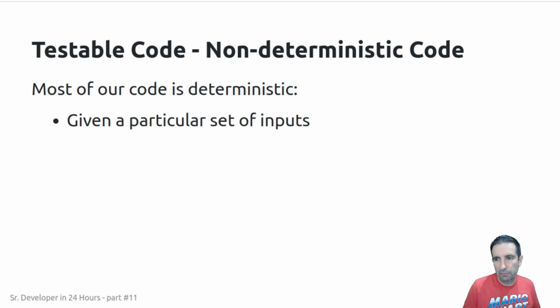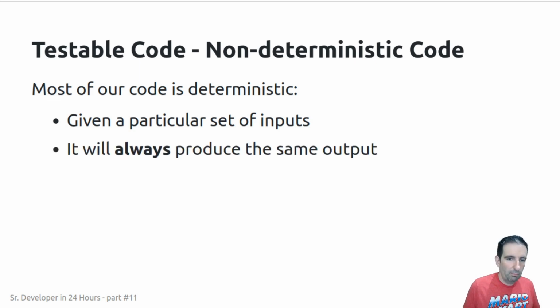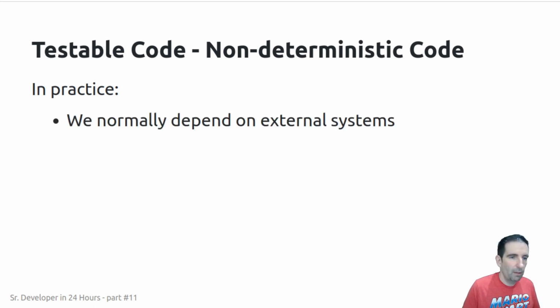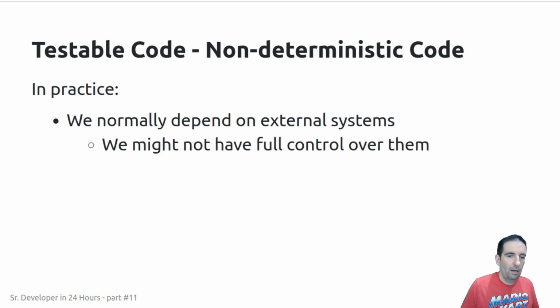Given a particular set of inputs, it will always produce the same output. However, in practice, obviously, there are a lot of things that will cause us to have non-deterministic code. The most typical one is when we depend on external systems. We depend on an external web service. We depend on an external database. We depend on an external system for which we might not have full control.